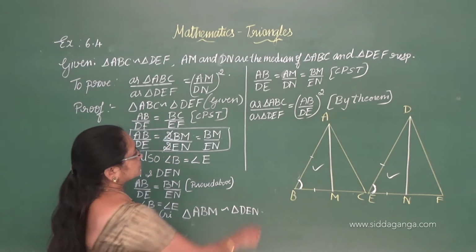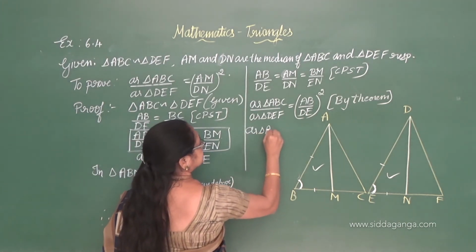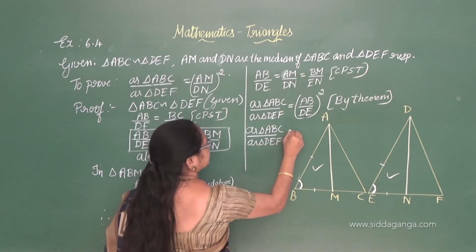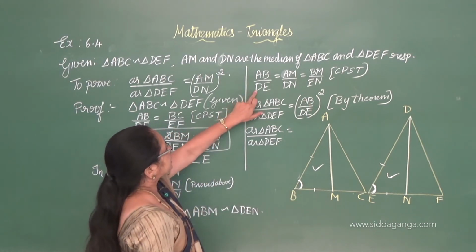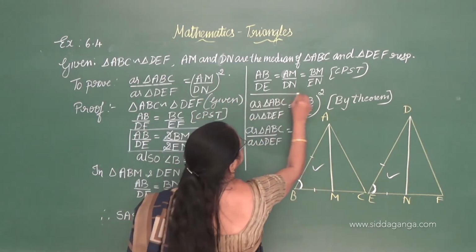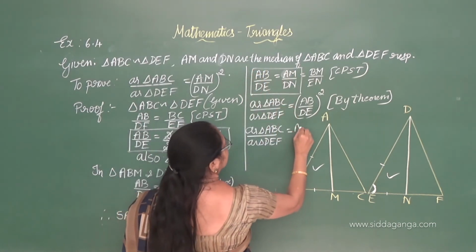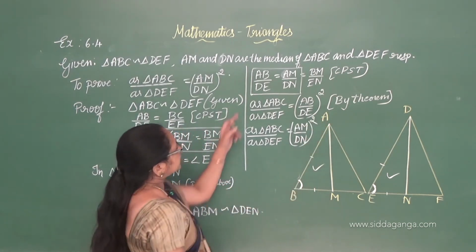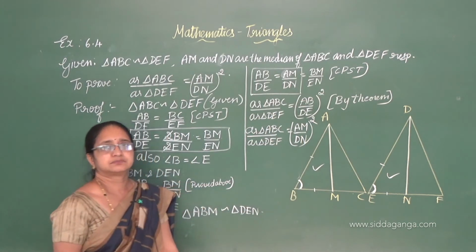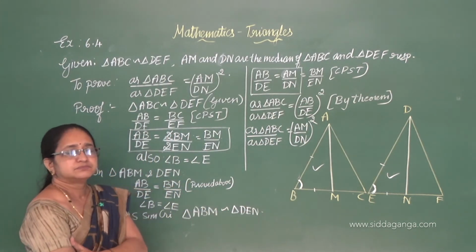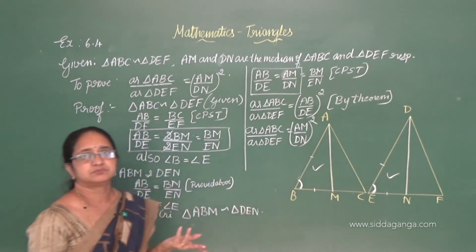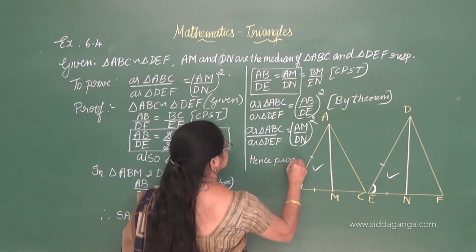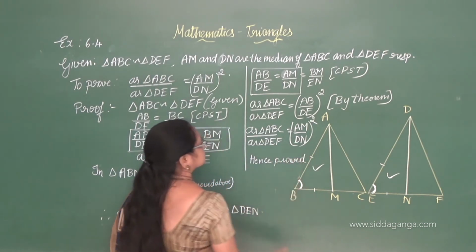So, here with this area of triangle ABC by area of triangle DEF, now can I write, instead of AB by DE, can I write AM by DN here? See, because this is equal. So, I will write AM by DN because I have proved already that AB by DE is equal to AM by DN. I hope it is clear. You can write as proved above. Hence, proved.